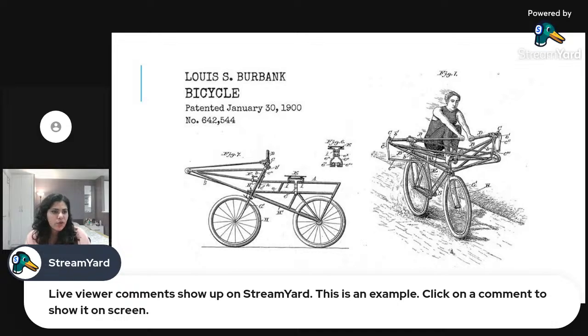It looks like a boat. It looks like a cycle. What does it look like to you? Is what I'm trying to ask. Anyone?